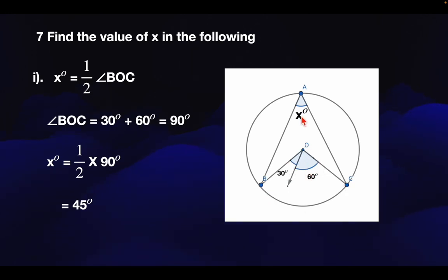Okay, so x is equal, so what is this angle? Total angle is 90 degree. Okay, so x will be 1 upon 2 into 90 degree. Okay, so you get the value of x as 45. So you remember that rule, that the angle subtended at the center will be 2 times the angle subtended at any point on the circle.